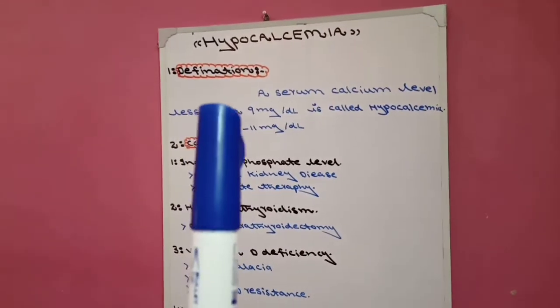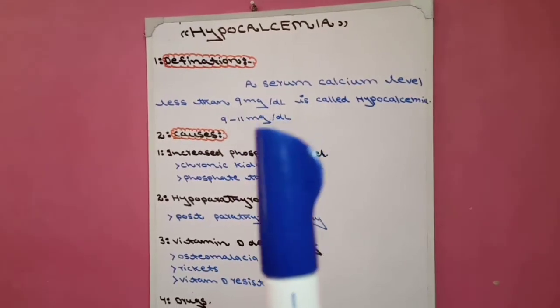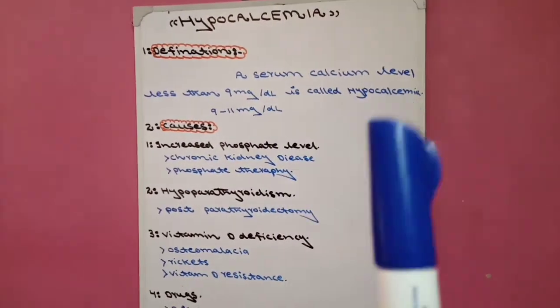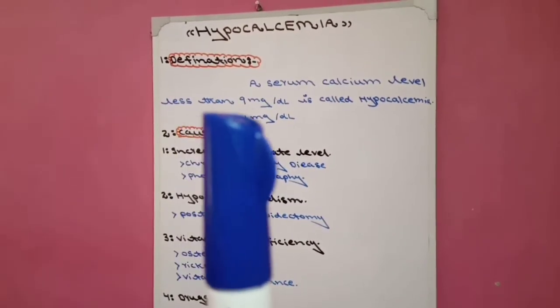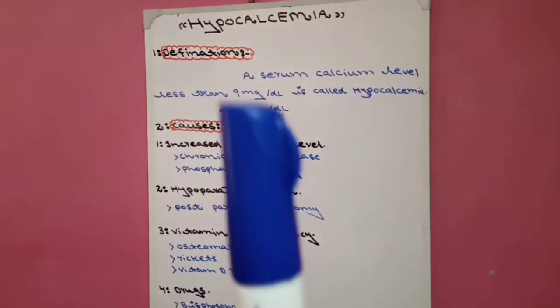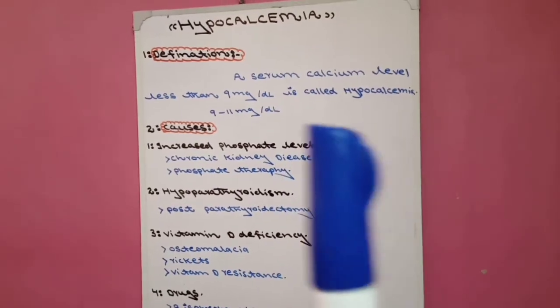Now how do we define hypocalcemia? A serum calcium level less than 9 mg per deciliter is called hypocalcemia. The normal range of calcium in our blood serum is from 9 to 11 mg per deciliter. If serum calcium level is less than 9, it will be called hypocalcemia. If serum calcium level is more than 11, it will be called hypercalcemia. But here, a serum calcium level less than 9 milligram per deciliter is called hypocalcemia. This is the definition of hypocalcemia.